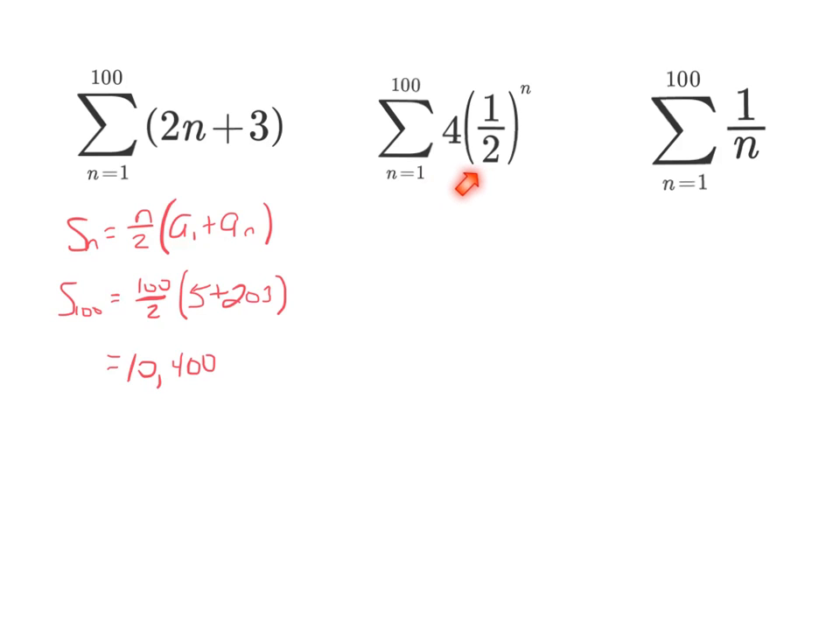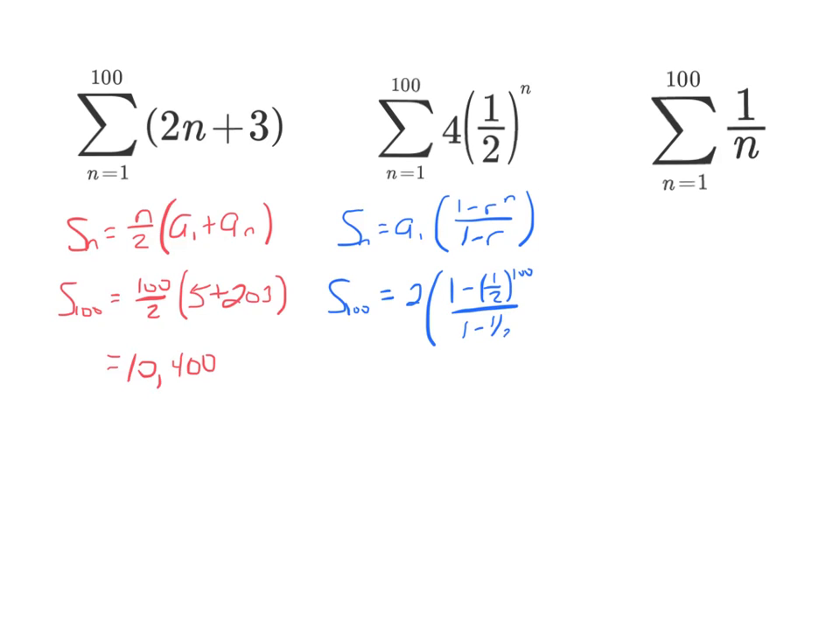But this sequence here, this is geometric. Notice the exponential relationship happening. So for this summation, we would want to use the formula that we just learned. So the sum of the first 100 terms. The first term we'd have to plug in 1. We get 4 times 1/2 to the first. That's just 2. Then 1 minus 1/2 to the 100th.